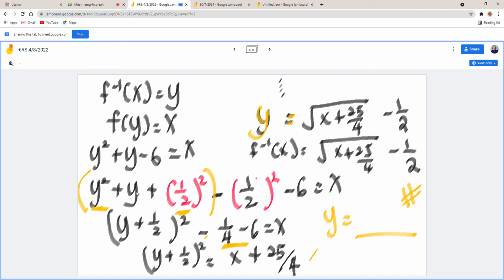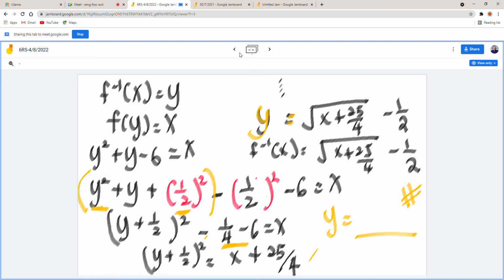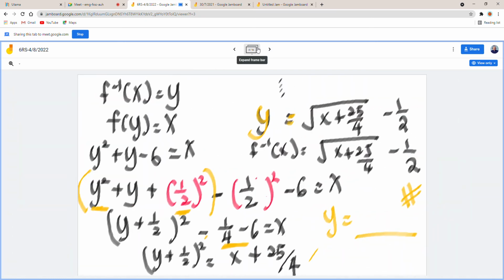Okay, for this one the inverse is a bit weird. Why are we using CTS? Because you have a square over here, so you can't make y the subject. If you want to make y the subject, you have to use CTS. That's why you're using CTS over here.